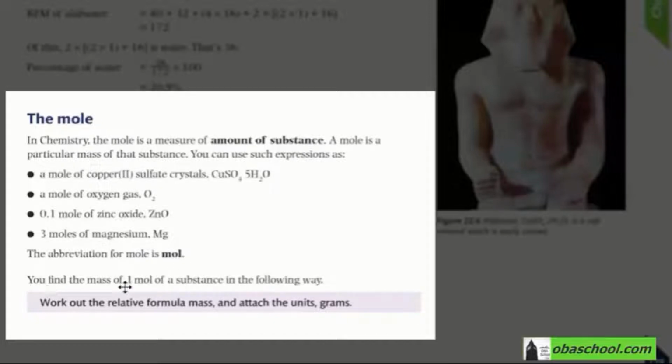You find the mass of 1 mole of a substance in the following way. To find the mass of 1 mole of a specific substance, we work out the relative formula mass and attach the units, which is in grams. So we find the relative formula mass of the compound we have, and the unit will be in grams, or g. To obtain the mass of 1 mole, we'll take an example.